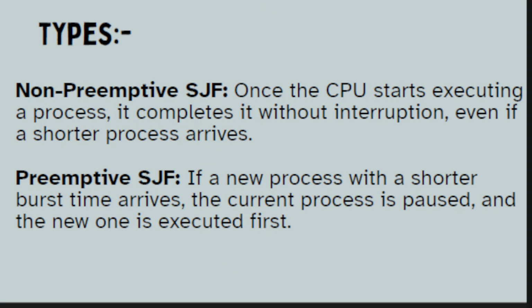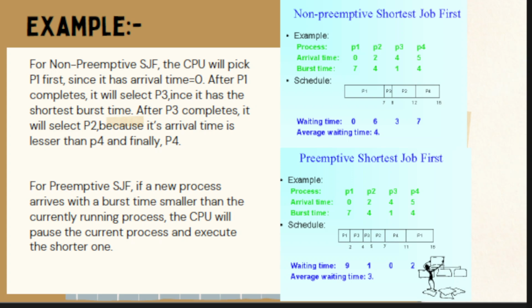Let's consider an example with four processes. P1 arrival time is 0 and burst time is 7. P2 arrival time is 2 and burst time is 4. P3 arrival time is 4 and burst time is 1. And P4 arrival time is 5 and burst time is 4.